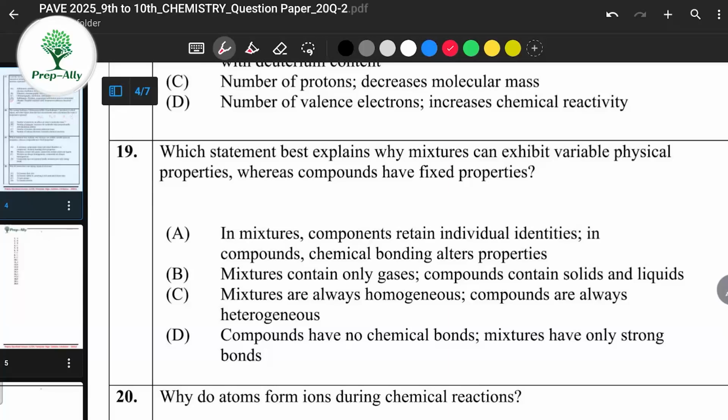So first, in a mixture, components retain individual identity. That is true. In a compound, chemical bonds alter properties. Option B is mixtures contain only gases. No. Compounds contain solid and liquid. That is wrong. Mixtures are always homogeneous. Mixtures can be homogeneous as well as heterogeneous. This is also wrong. Compounds have no chemical bond. Again, compounds have chemical bonds. The only correct option we have is option A.